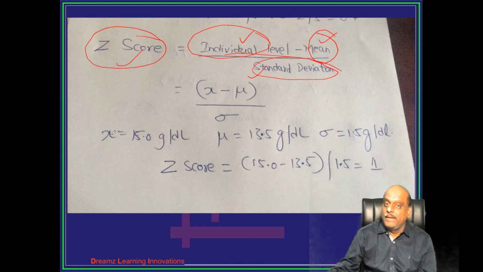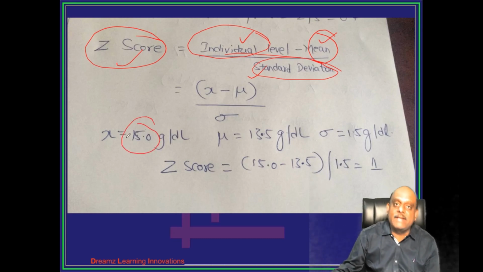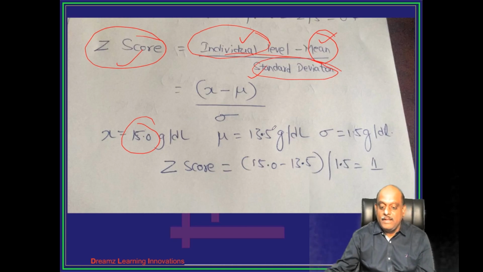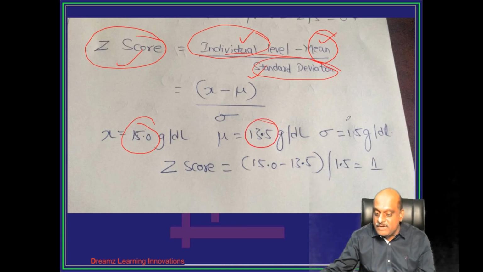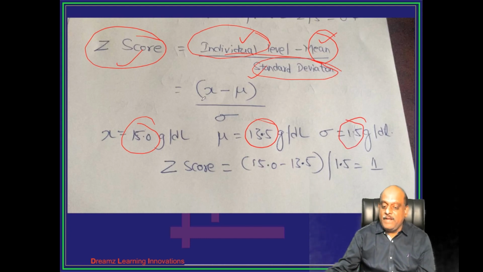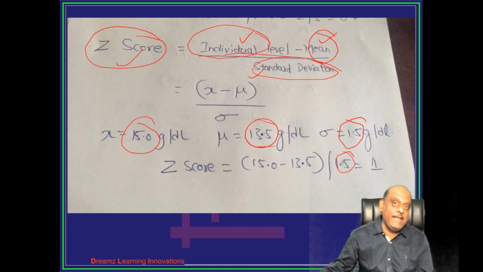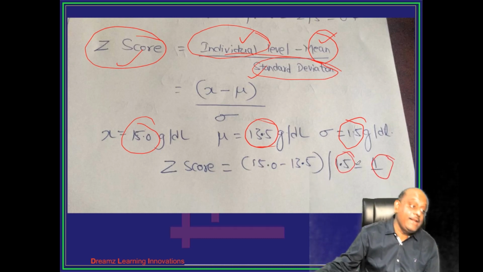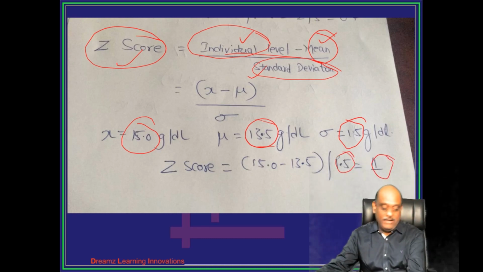सो इन दिस गिवन केस the person's individual value was 15 gram per deciliter was the hemoglobin. The mean value was 13.5. Standard deviation was given as 1.5. 15 minus 13.5 divided by 1.5 will give you 1. That's what you should remember.